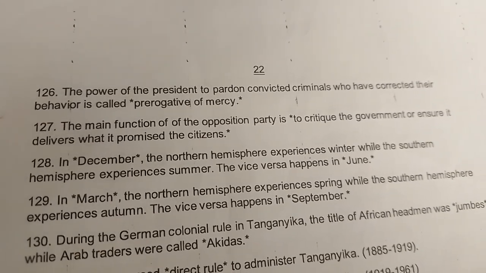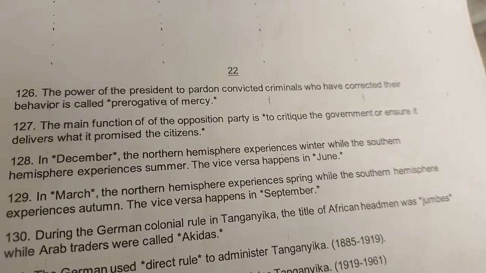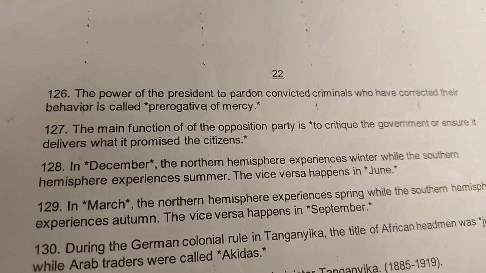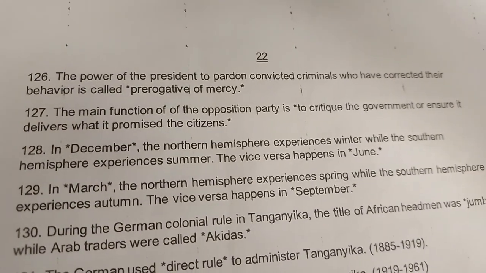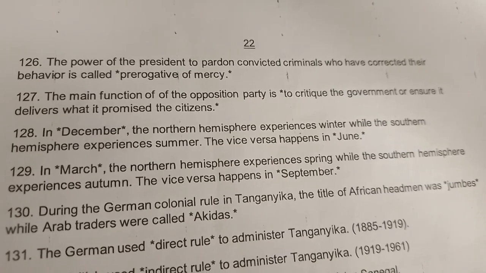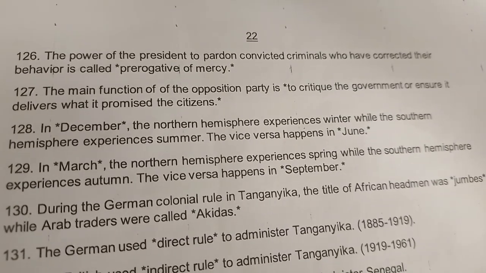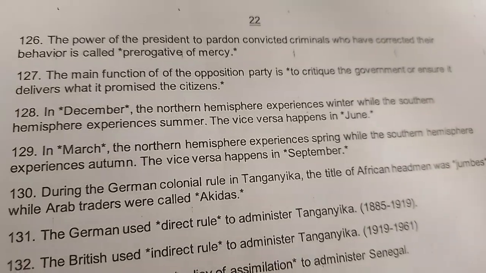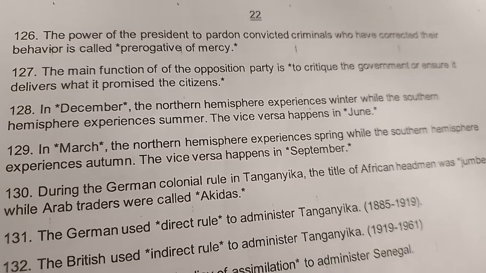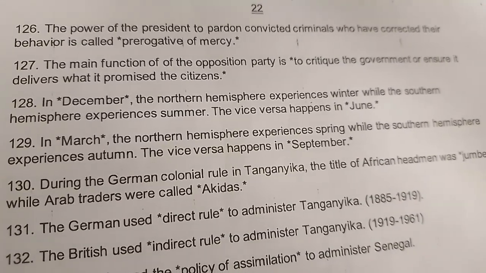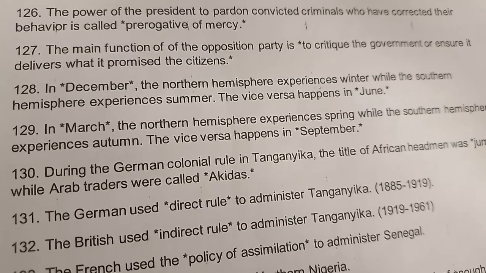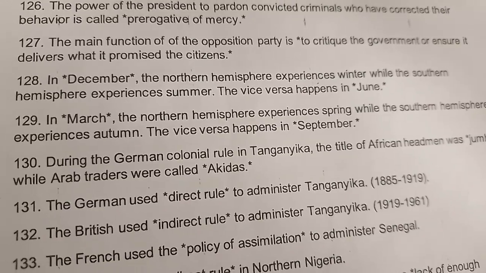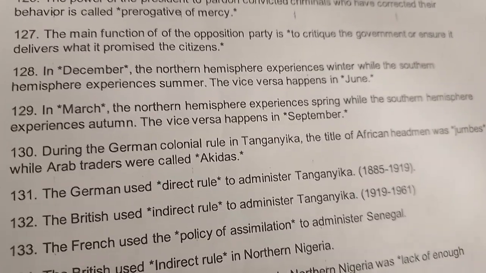The main function of the opposition party is to critique the government and ensure it delivers what it promised the citizens. In December, the northern hemisphere experiences winter, while the southern hemisphere experiences summer, and it's vice versa in June. Then in March, the northern hemisphere experiences spring, while the southern hemisphere experiences autumn. The vice versa happens in September.